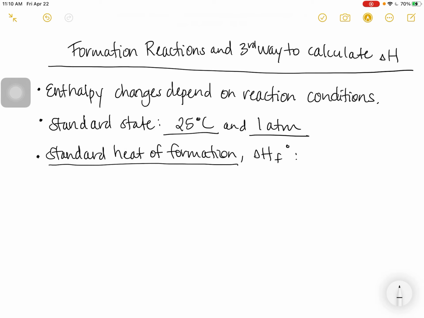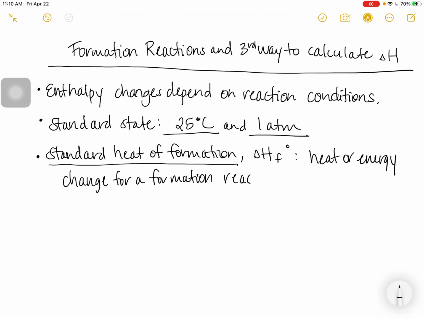So this kind of standardizes our reactions so that if we're talking about a reaction that we did on Monday versus a reaction we talked about that we did on Friday, but they both probably occurred at pretty much standard conditions, and so therefore we can compare their delta H's. So that brings us to standard heat of formation, okay, which is the heat or energy change for a formation reaction. And so your next question should be, what's a formation reaction?